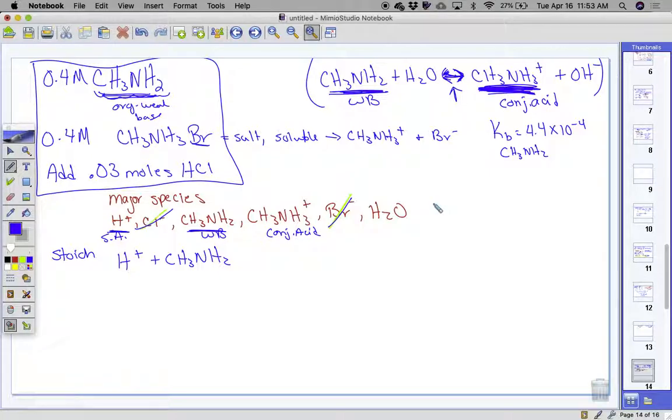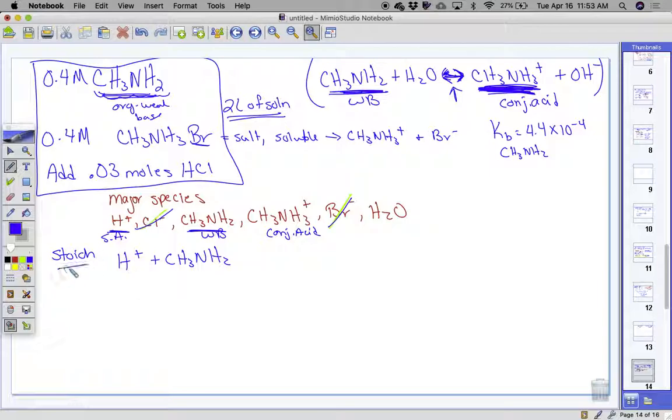We didn't specify the volume. Does it matter? Yes, you add moles of H plus. So let's pick one. Do you want to pick something other than 1 liter? Yes, 2. Well, it'll make your math harder, but you'll see it. All right, so we'll pick 2 liters of solution.